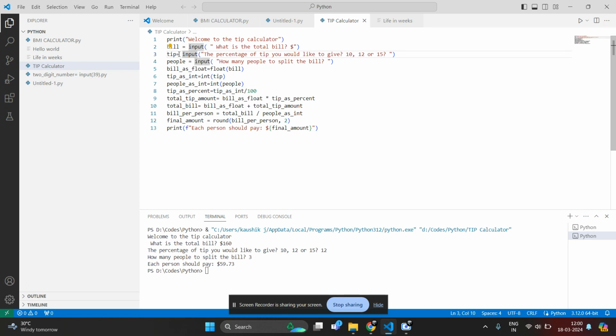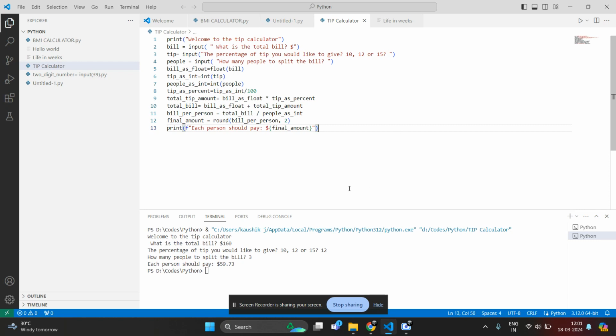I have put the variable tip as the tip we want to give to a person. So I've indicated 10, 12, or 15 as the percentage of tip we would like to give to the waiter or waitress. Next I have put the people variable and provided an input function, so that we can split the bill depending on the number of people who attend the dinner or the hotel.